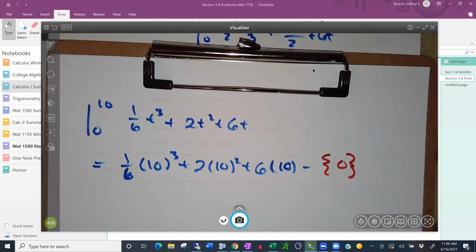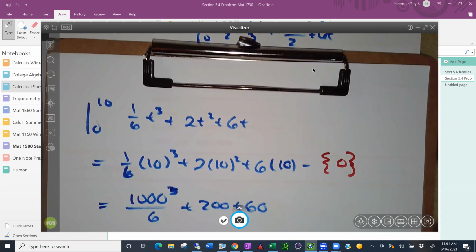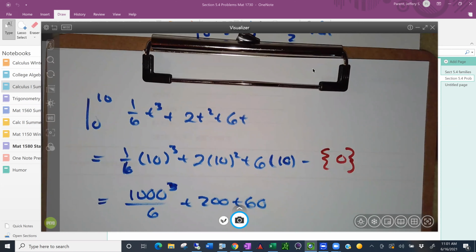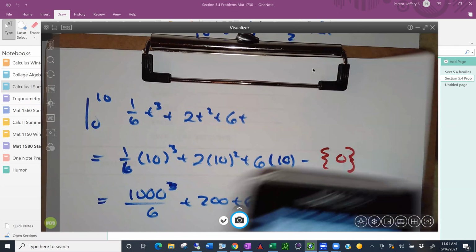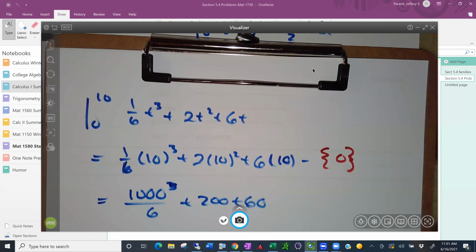So if I clean this up a little bit, let's see what we're going to get. 1,000 over 6 plus 200 plus 60. So 260 plus whatever. What's 1,000 divided by 6? Yeah, 166 plus 260.